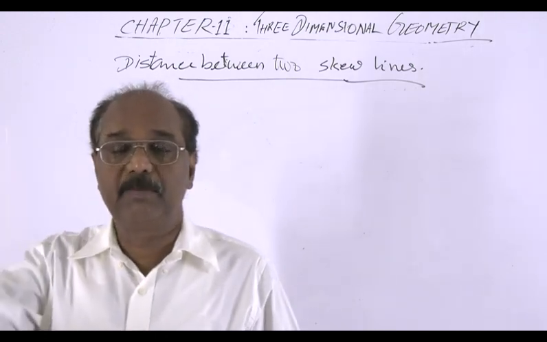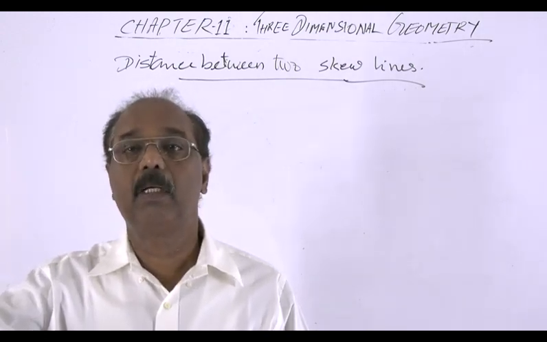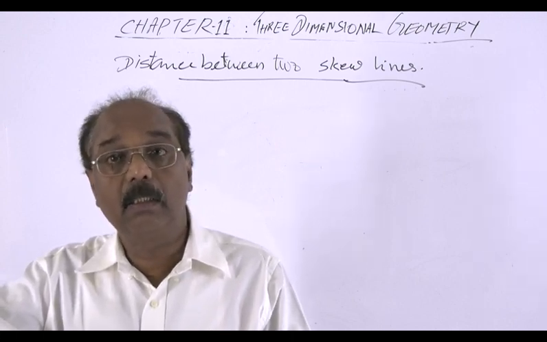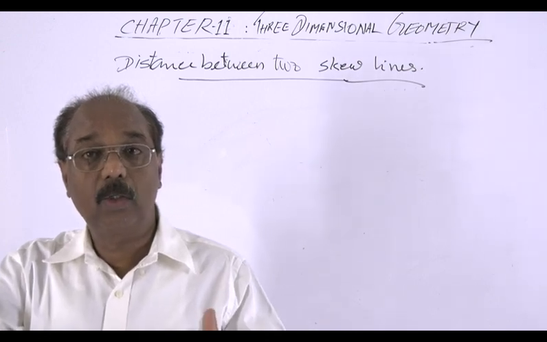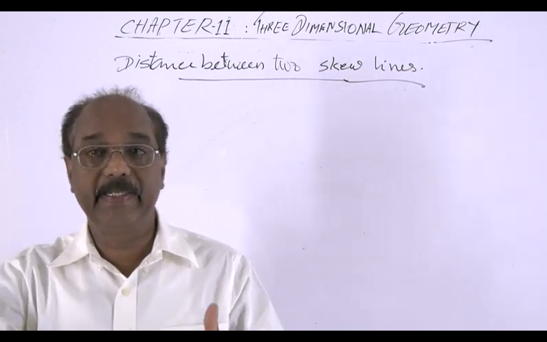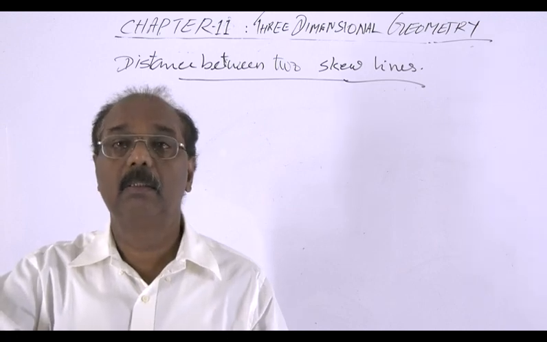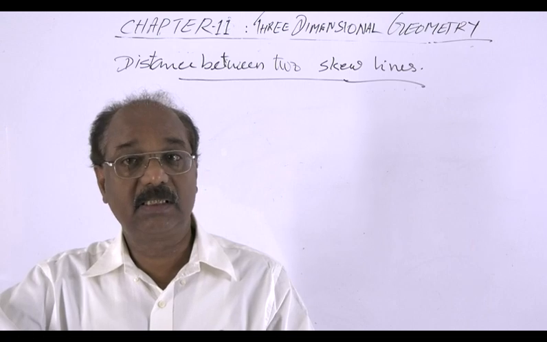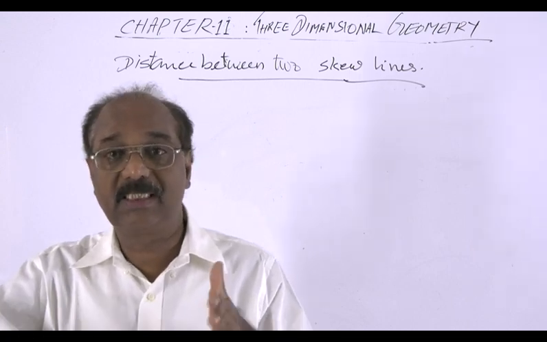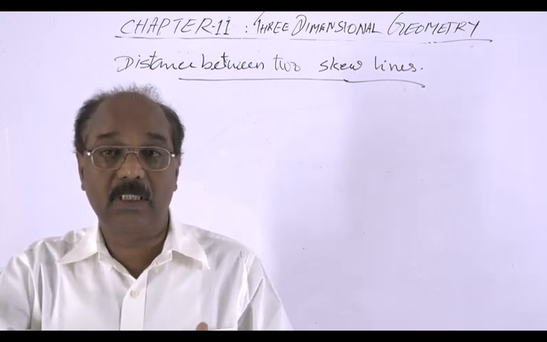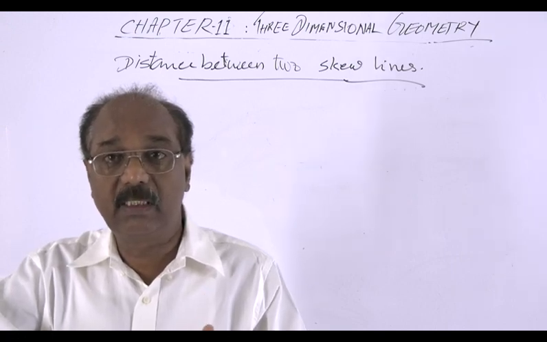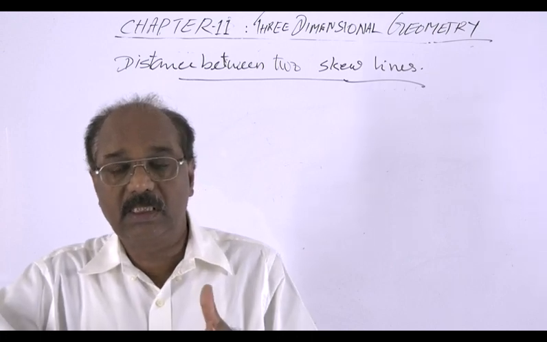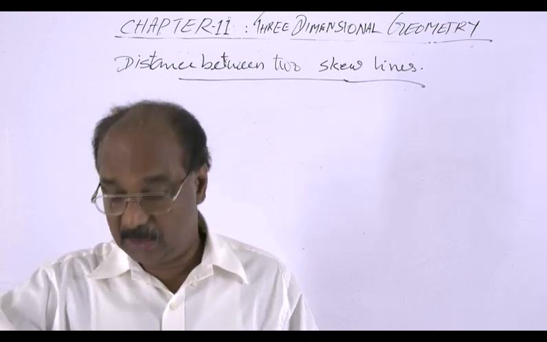Now, distance between two skew lines. Skew lines are lines which are non-intersecting and non-coplanar. Non-intersecting, non-coplanar. So find the distance between the two lines. So the distance is always the shortest distance, and that shortest distance is obtained when the distance becomes perpendicular. That is the perpendicular distance between two lines.